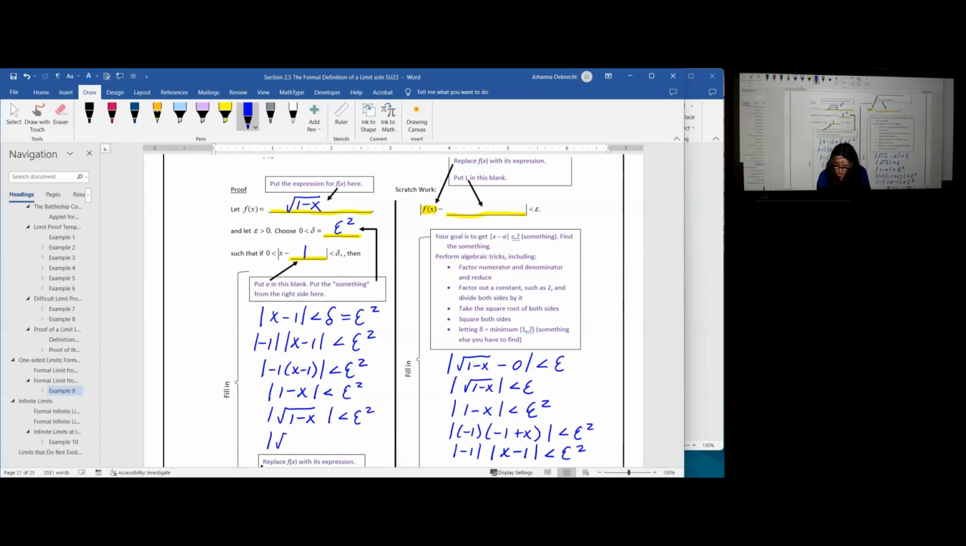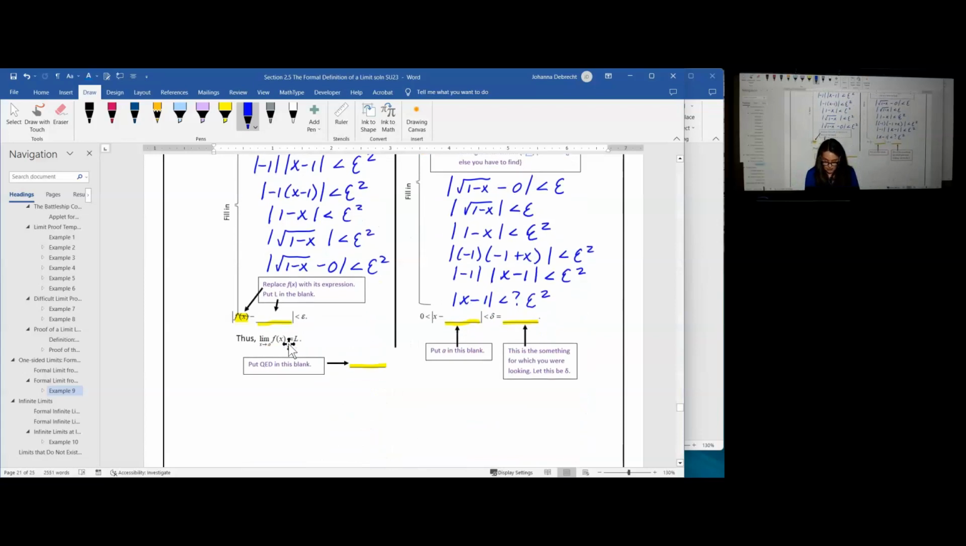And finally, you must put back in the value of L, which was 0. That last line is the punch line. Don't leave that off. I count off major points for that error. And then you rewrite the limit. The limit as x approaches 1 from the left, I believe, yes, has to be, of the square root of 1 minus x equals 0. And finish it off with QED.